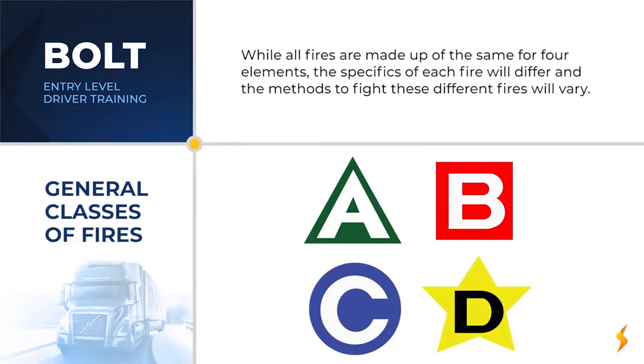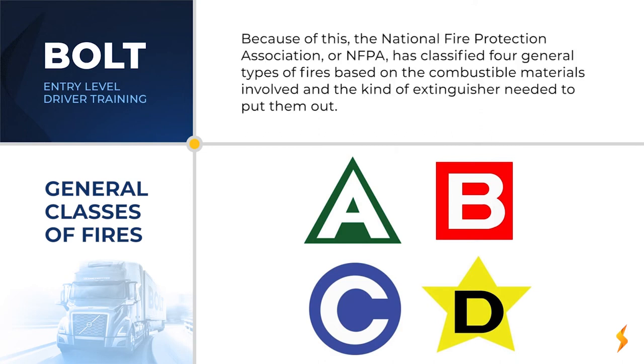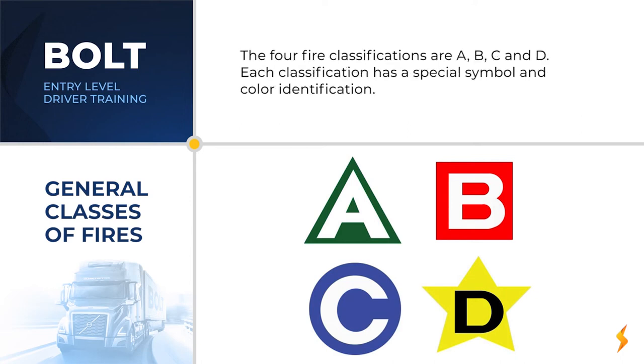While all fires are made up of the same 4 elements, the specifics of each fire will differ, and the methods to fight these different fires will vary. Because of this, the National Fire Protection Association, or NFPA, has classified 4 general types of fires based on the combustible materials involved and the kind of extinguisher needed to put them out. The 4 fire classifications are A, B, C, and D.